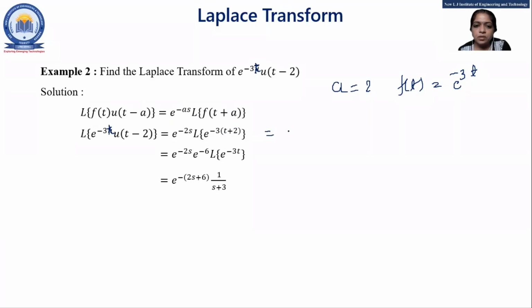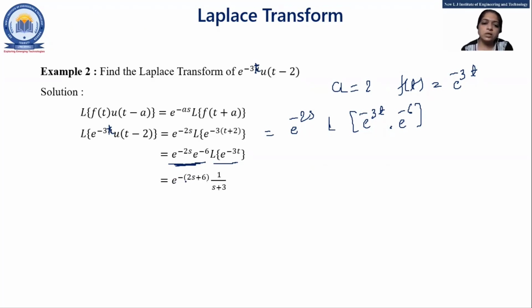After simplification, this is e raised to minus 2s, Laplace of e raised to minus 3t minus 6. So into e raised to minus 6. So if I take e raised to minus 6 out of the integral, so e raised to minus 2s into e raised to minus 6. Now only Laplace of e raised to minus 3t is there. So if I put these two terms together, e raised to minus 2s plus 6. If you wish, you can also take 2 as a common, and the Laplace of e raised to minus 3t, that is 1 upon s plus 3. Okay, students? Any doubt?